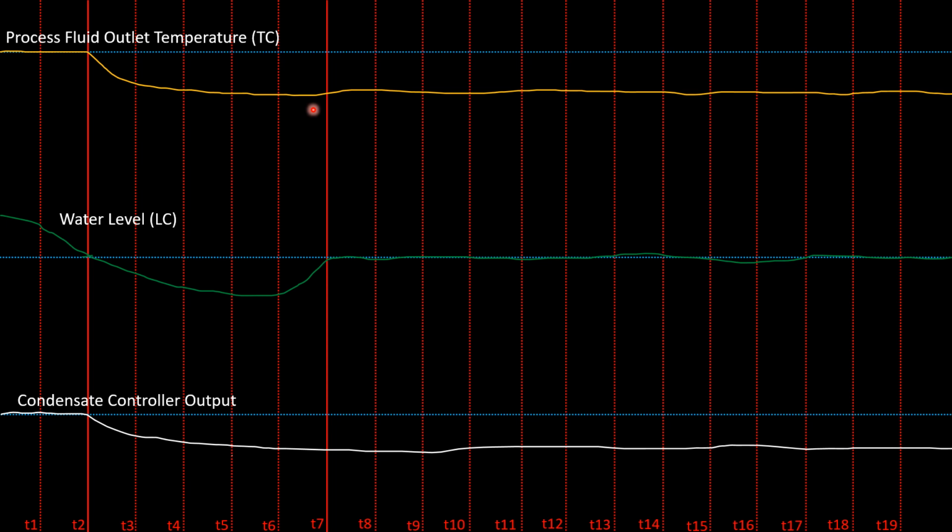So this example showed a normal operating control variable, or process fluid outlet temperature, coming out of a heat exchanger. But then we also had a water level within the heat exchanger to make sure we do not have steam blowing down through the condensate valve.